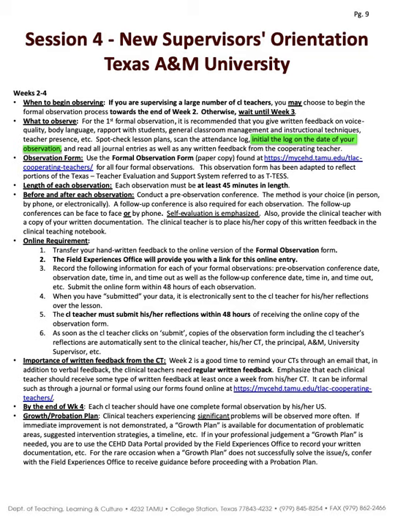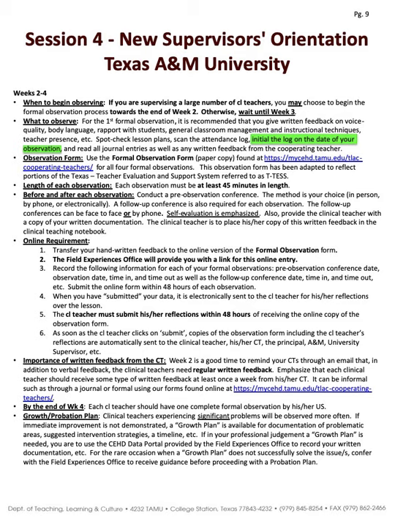You already know to conduct a pre-observation conference. The method is your choice: in person, by phone, or electronically. A follow-up conference is also required for each observation. The follow-up conferences can be face-to-face or by phone, not electronically, though, like the pre-conference. And self-evaluation is emphasized, and also provide the clinical teacher with a copy of your written documentation.